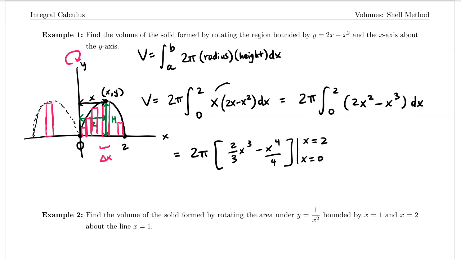I've gone ahead and distributed in my x, so my new integrand becomes 2x squared minus x cubed. Once we take the antiderivative of that, we get 2 pi times the quantity 2/3 x cubed minus x to the 4th over 4, and we're evaluating this from x equals 2 to x equals 0, or the other way around. So we get equals 2 pi times. The nice thing about this polynomial is if we evaluate it at 0, it'll just give us 0, so I really only care when we plug in 2.